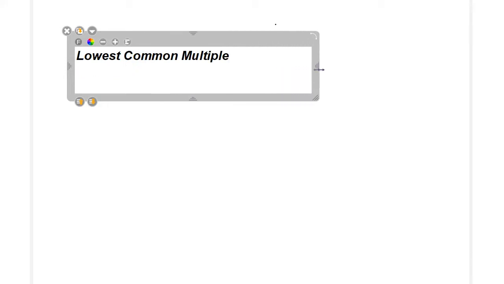Okay, hi everyone. Today we will be learning about lowest common multiple, or in short, LCM. So how can we find the lowest common multiple of a few numbers?